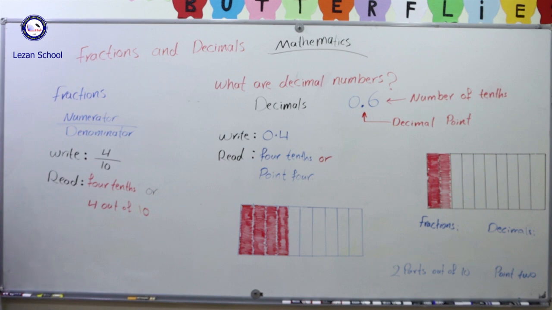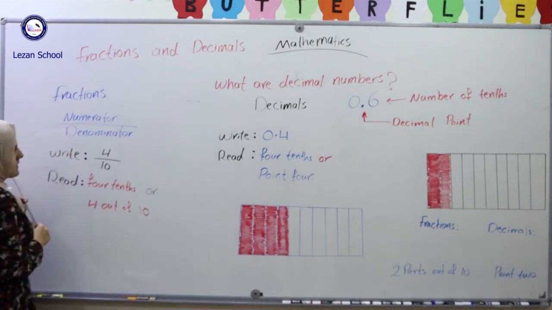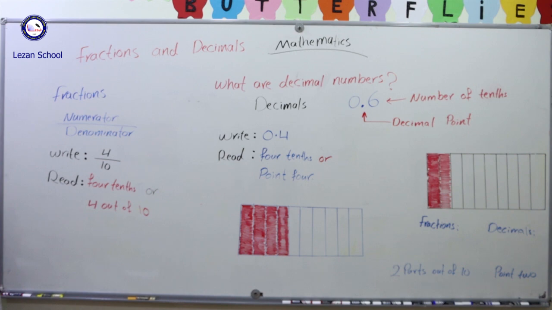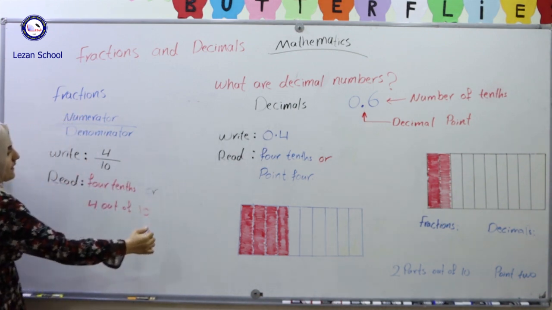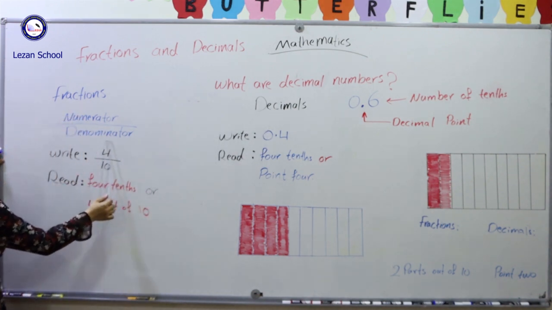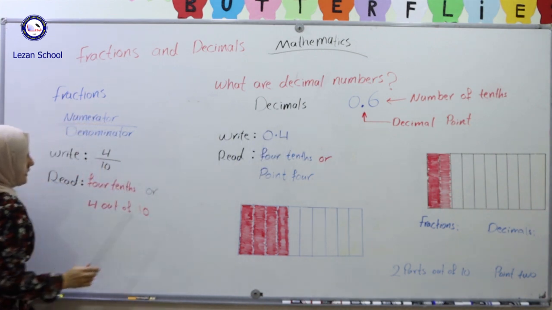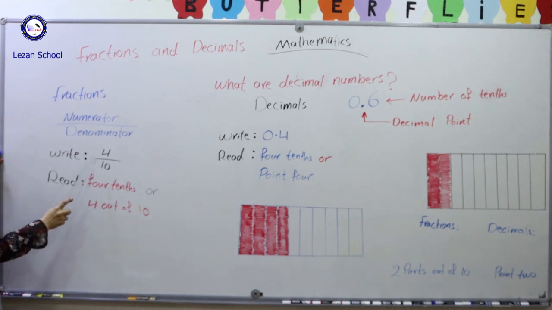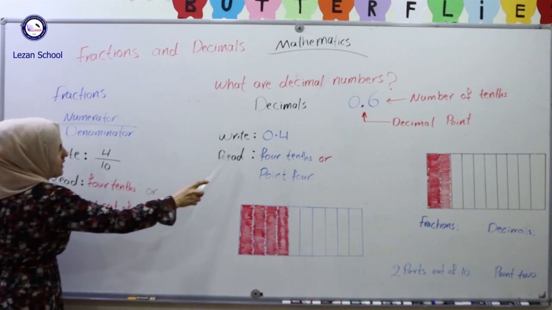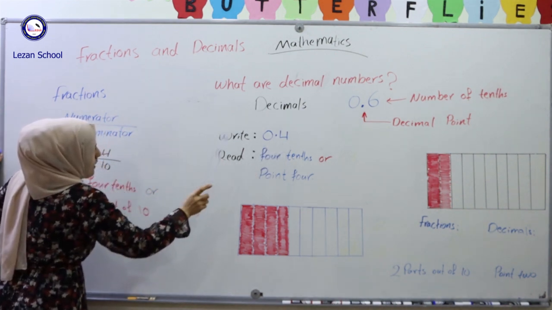But let's see what decimal numbers are. Decimal numbers are another way of representing a fraction. If you look at this example, this is a fraction number. This is a decimal number. Here, we have 4 over 10. We can read 4 over 10. Here, we say 0.4.